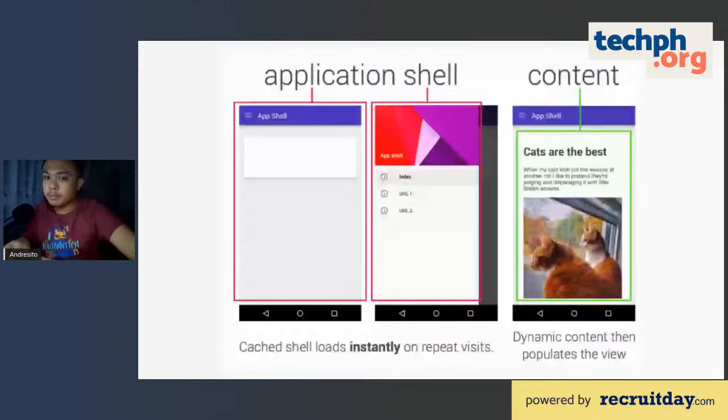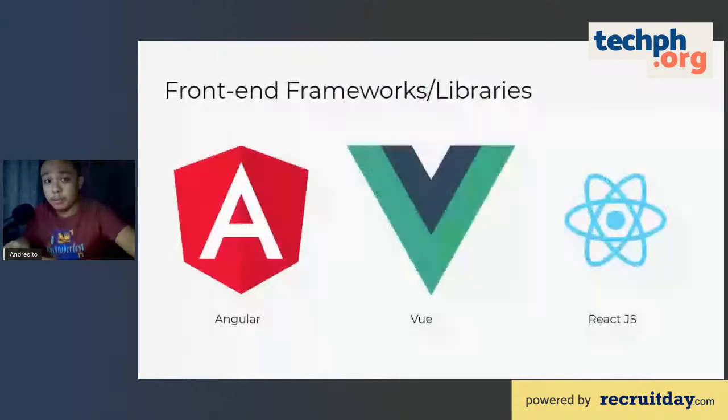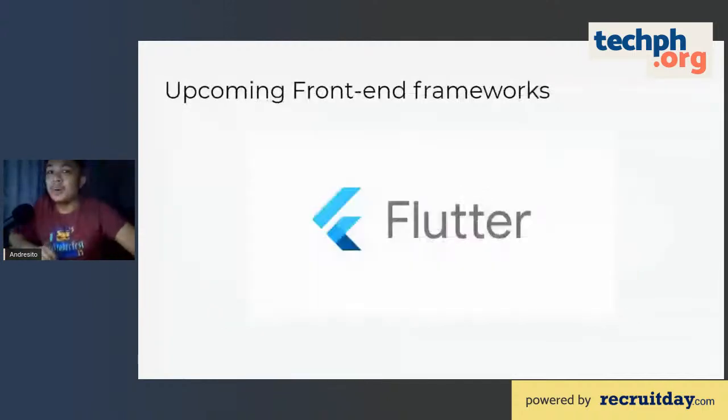So how do we build PWAs today? We have various front-end frameworks that you definitely know and love, or hate. We have Angular, we have Vue, and we have React JS for the library. And of course, many are joining the party, like Flutter, which is now starting to be available as a viable option for creating progressive web apps.